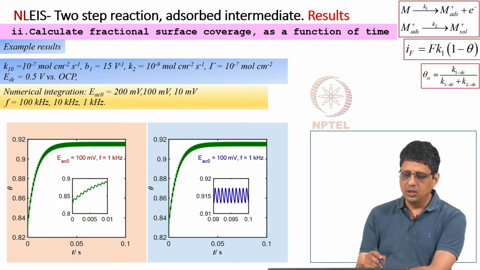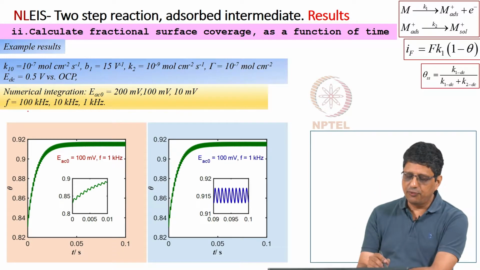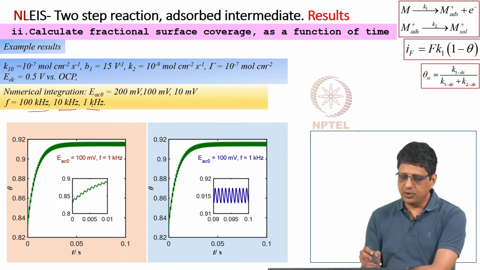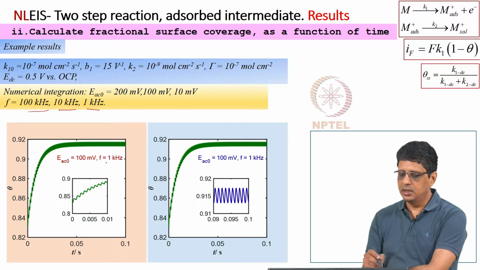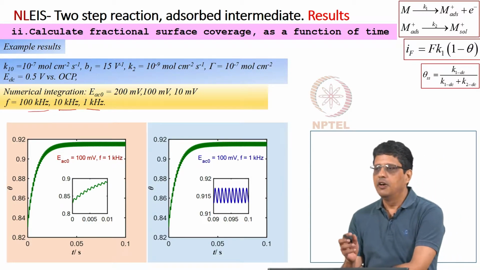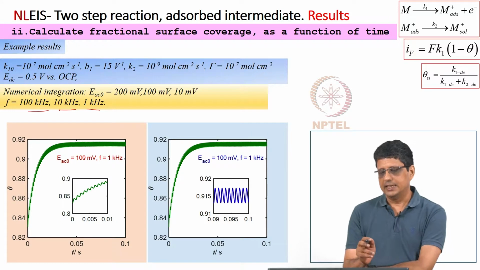And we have done it for a few frequencies. Here I am showing you the result for 1 kilohertz and 100 millivolts. Later we will see the results for other combinations of perturbation amplitude and frequencies. First thing I want you to notice is the following.